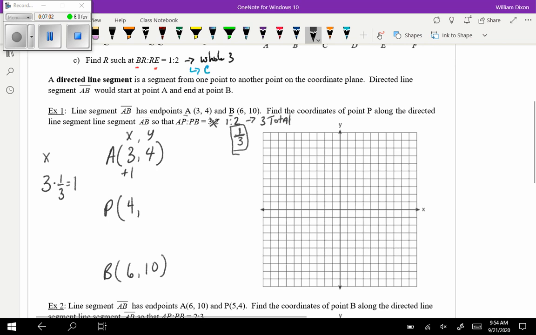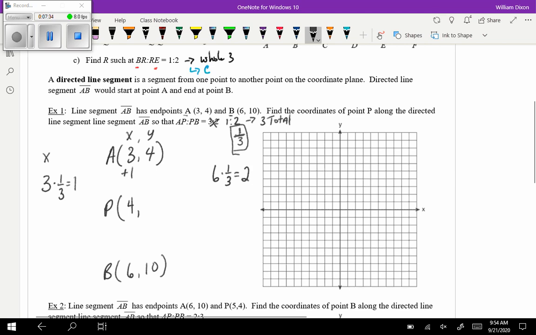I'm going to do the same thing for the Y value. Okay, how do I go from 4, or what is the difference between 4 and 10? How do I get there? I have to plus 6. So I'm going to write 6 down here, but that's the total amount. I don't want to know the total. I want to know 1/3 of that. So I'm going to times it by 1/3. When I do that, that equals 2.